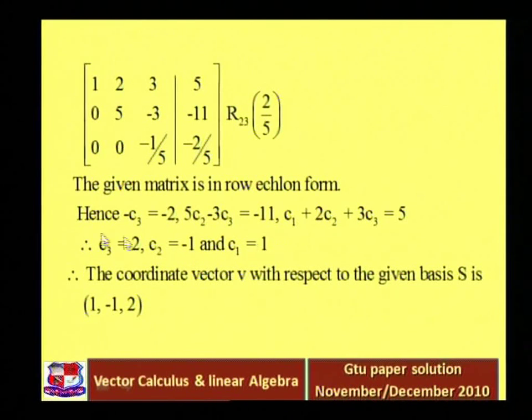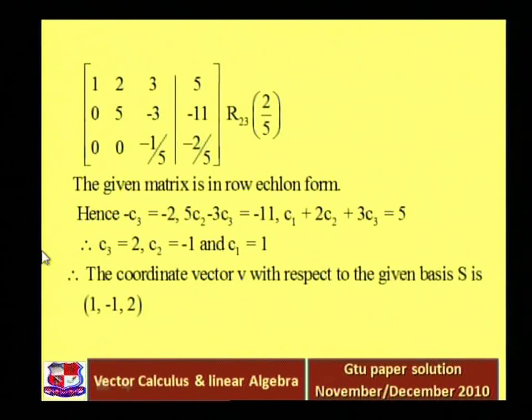And then put the value of C2 and C3 in this equation, you will get C1 plus 2 into minus 1, so minus 2 plus 3 into 2, 6. So C1 minus 2 plus 6, so plus 4. C1 plus 4 is equal to 5, so clearly C1 is equal to 5 minus 4, so C1 is equal to 1. So hence the coordinate vector V with respect to the given basis S is 1 minus 1 2.